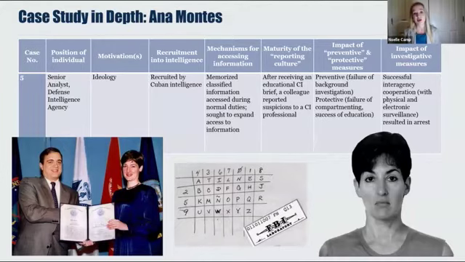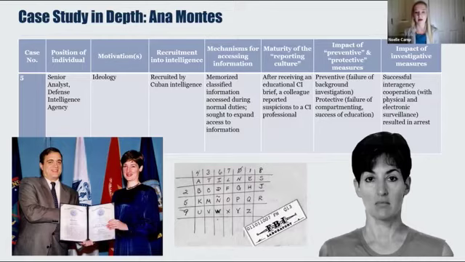Anna was ideologically motivated to spy for the Cuban government. She had a strong affinity for the Cuban people and believed that US foreign policy in the region was morally wrong. She was recruited by Cuban intelligence while working for the United States Department of Justice and was encouraged by her Cuban handlers to apply for a position at DIA, where she would have access to more interesting classified information.